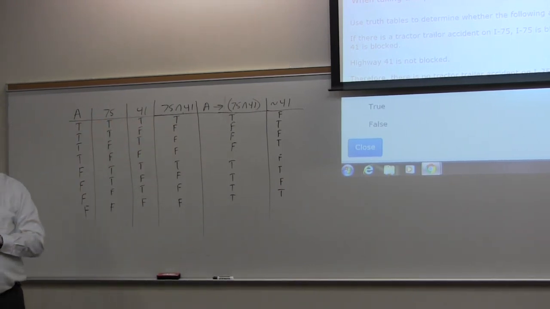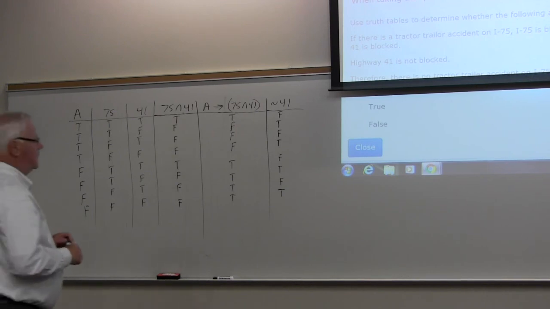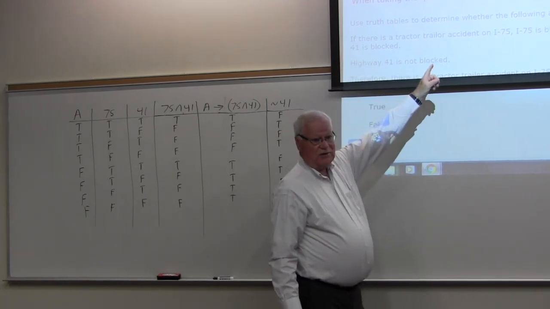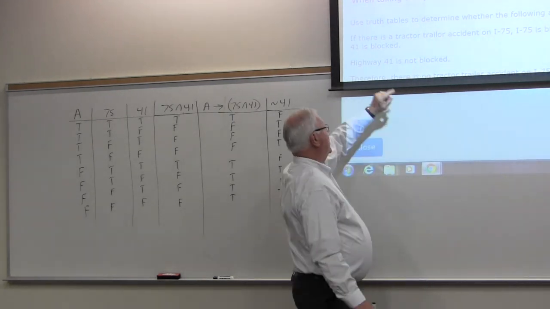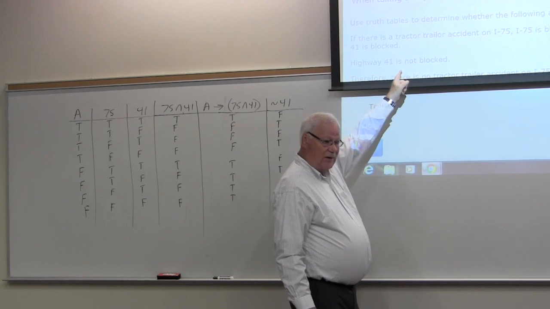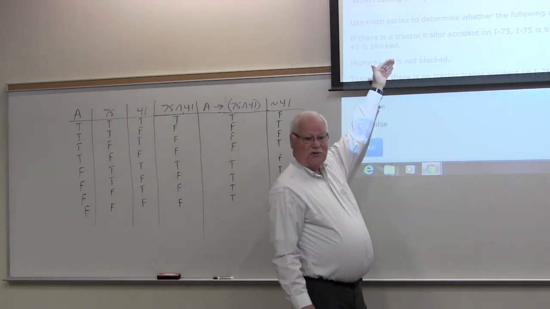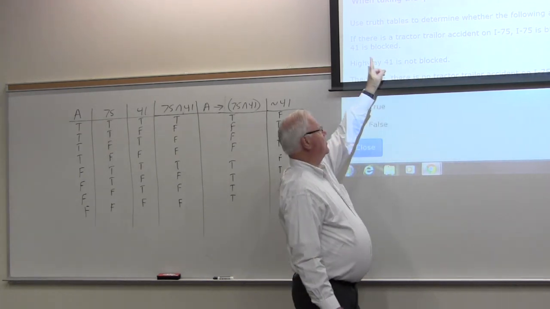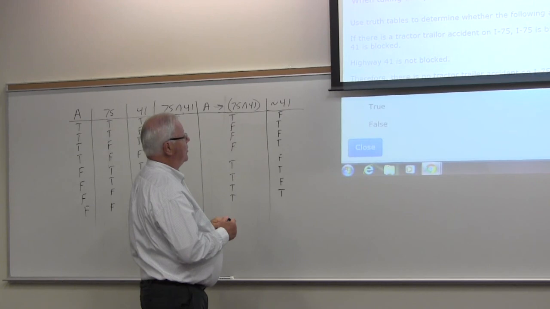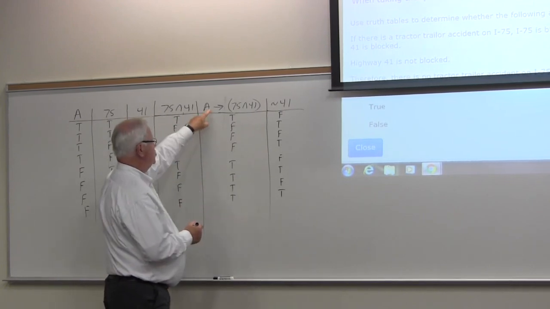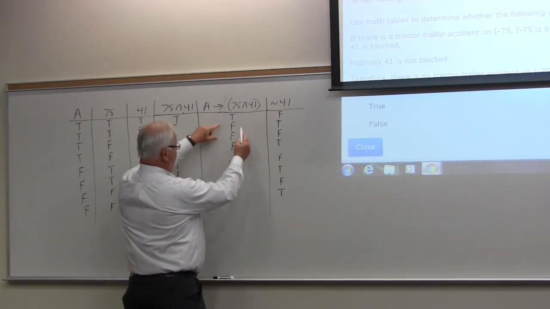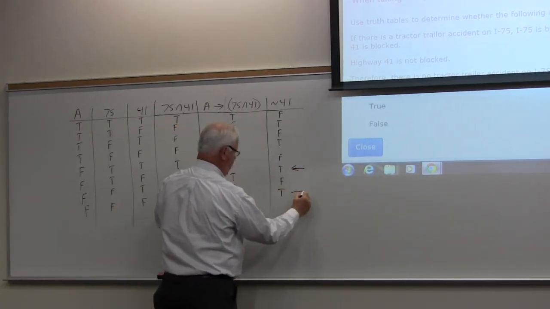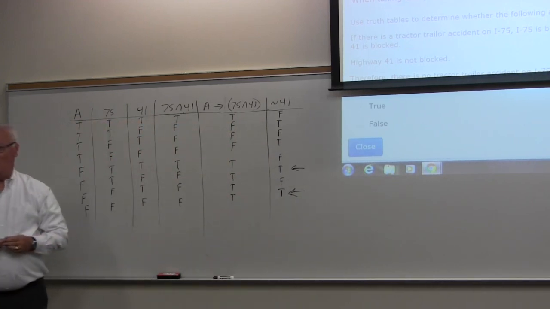Now, to get the answer here, what I want is that these two given things are true. If there's an accident, that's going to be a true statement because that's what the person said. And Highway 41 is not blocked. That's a true statement. I'm going to accept it. And the reason is, I want to say, if those things are true, does that point to this being true? Because that's their conclusion. So what I'm interested in is where this is true and this is true at the same time. And what I find is that there's two cases. This is where they're both true, and here is where they're both true. Everybody see that?